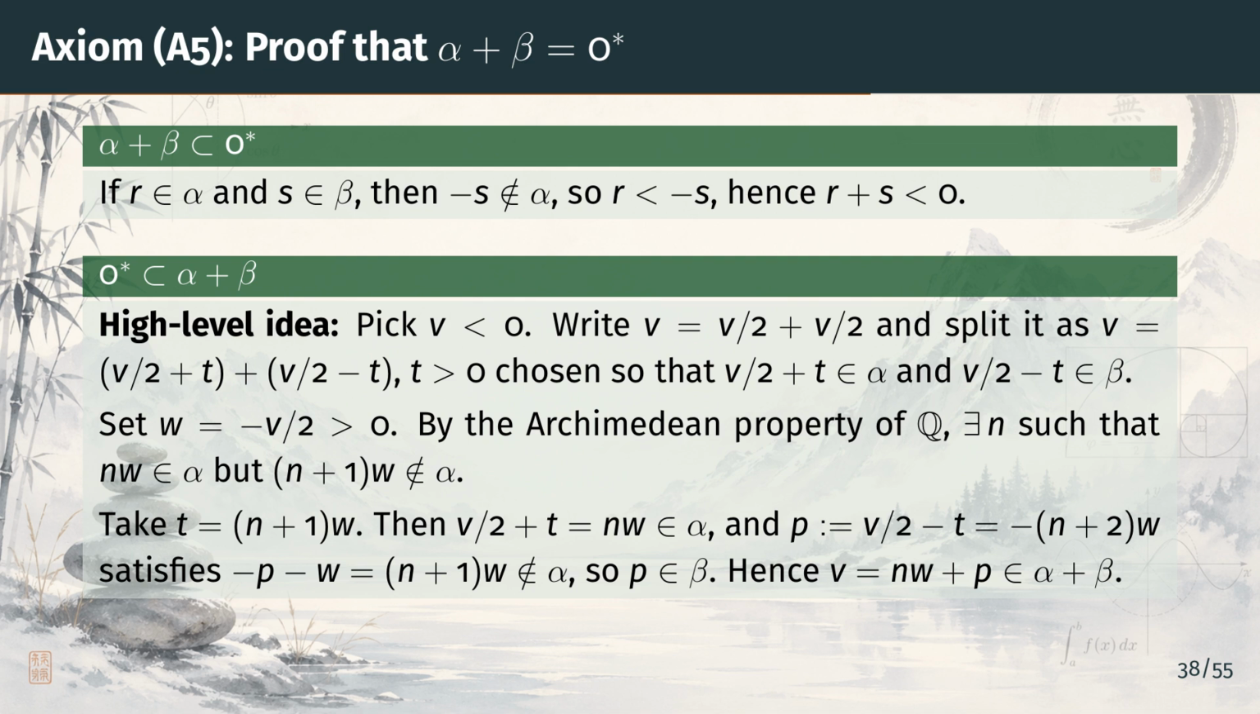Then V over 2 plus T simplifies to n times W, which is in alpha, and V over 2 minus T equals minus (n plus 2) times W, call it P. To check P is in beta, note that minus P minus W equals (n plus 1) times W, which is outside alpha, exactly the witness beta requires. So V equals n times W plus P belongs to alpha plus beta. This completes the proof that beta is the additive inverse, which we denote minus alpha.